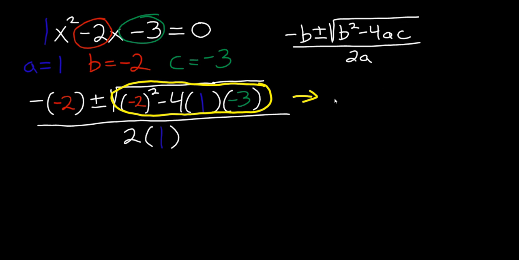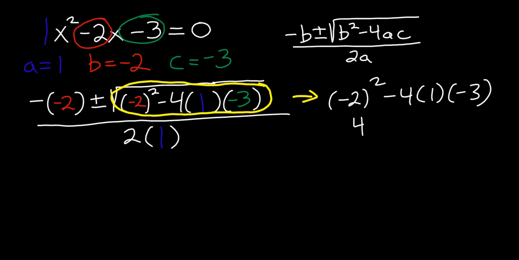And so I get negative 2 squared minus 4 times 1 times negative 3. And we get negative 2 squared, which would be 4. And here's 2 negatives, a negative and a negative. Negative 4 times negative 3, I'm going to get a positive 12. And that'll give us 16. So we get the square root of 16. And the square root of 16 would be 4.